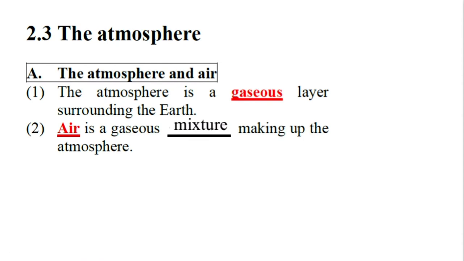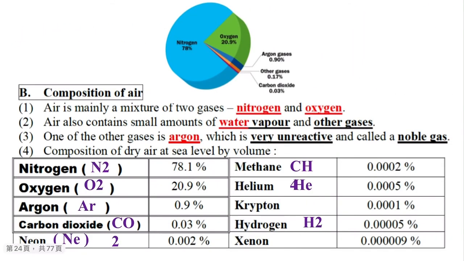So the atmosphere is a gaseous layer surrounding the Earth. Air is the gaseous mixture making up the atmosphere, okay? So that means we will talk about air in this chapter. So it is a mixture composed of nitrogen and oxygen mainly. So first of all, nitrogen is N2, okay? Nitrogen is N2.